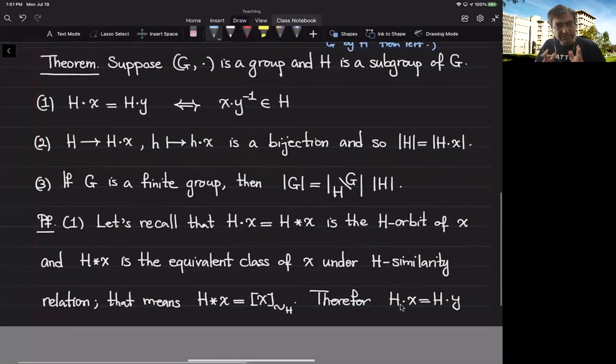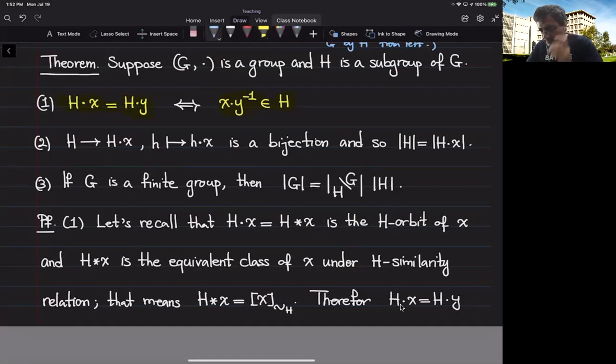Okay, let's see basic properties of this quotient and the right cosets. So G is a group, H is a subgroup. Now two cosets, two right cosets, are equal precisely when X times Y inverse from right belongs to H. So here, please do not multiply Y inverse from left.